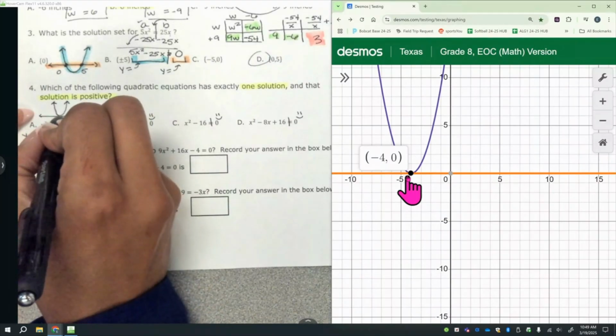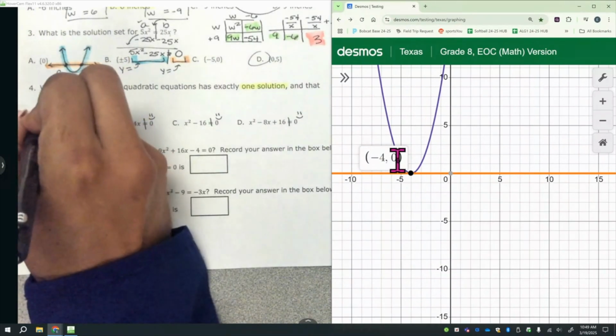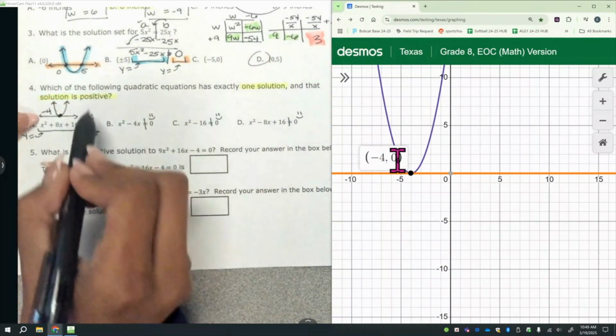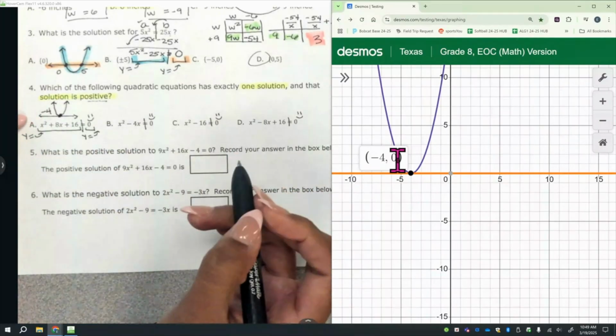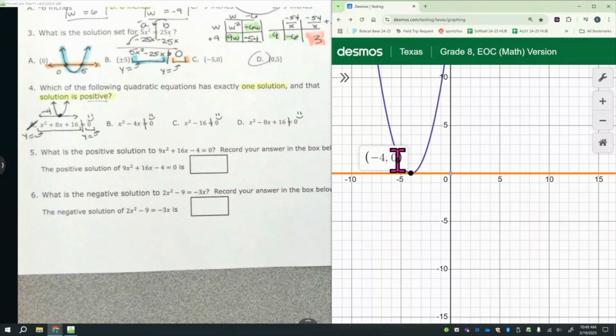And it touched 1 time, so we're going to draw 1 point. Now, where did it touch at? It touched at -4. That is my solution. Is it the positive solution? No, it's not. So A is not our answer.